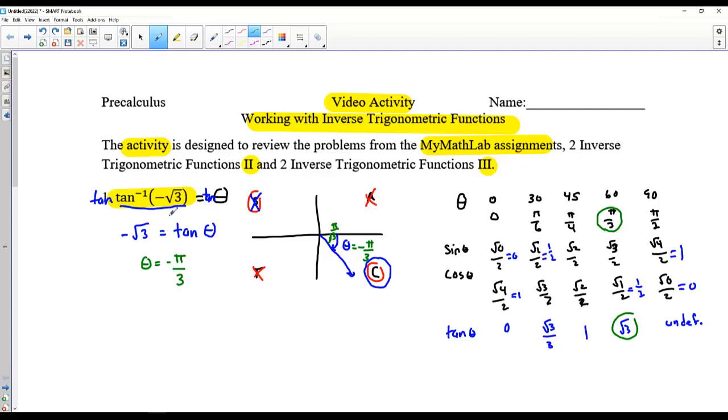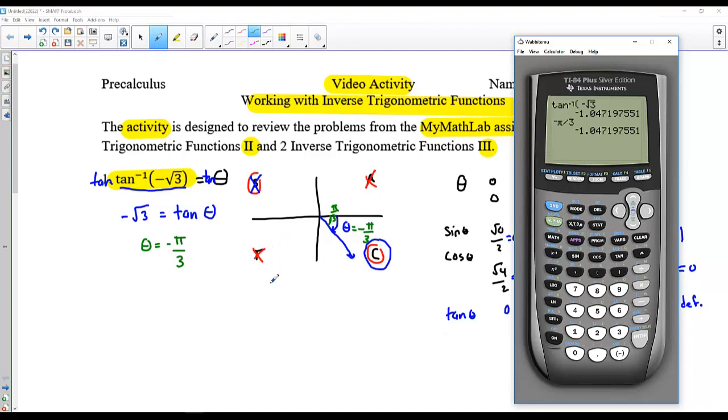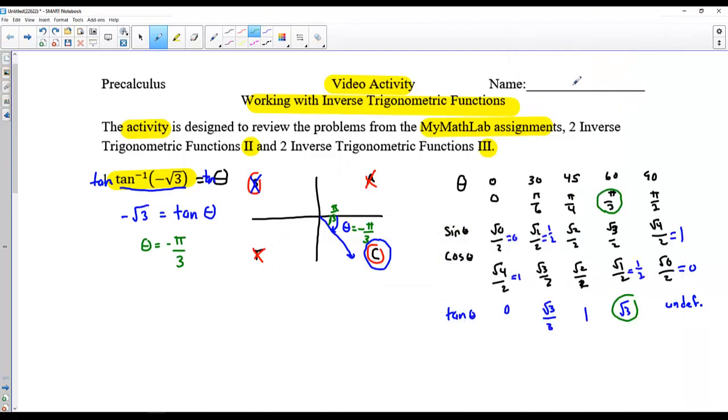And the question then becomes, is that our actual answer? Well, we know what the answer is supposed to be. It's supposed to be that, and we can check it. It's negative pi divided by 3. Is that negative 1.047? Yes, it is. And so that's what the tan inverse of negative root 3 is equal to. Let's take a look at the next problem.